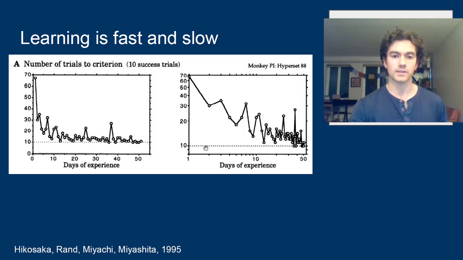And this dotted line is indicating the minimum for this measure. Since the trials to criterion is 10 successful trials, the minimum number of trials it's going to take you to get 10 successful trials is 10.